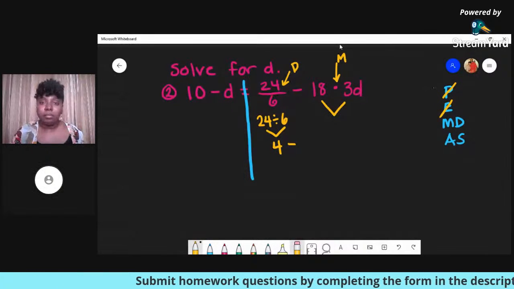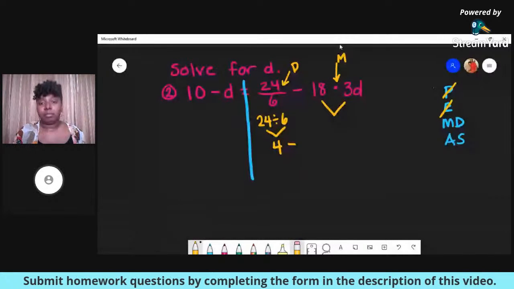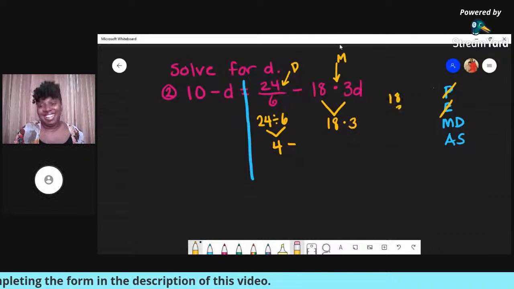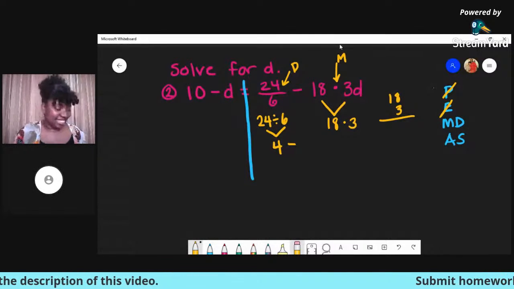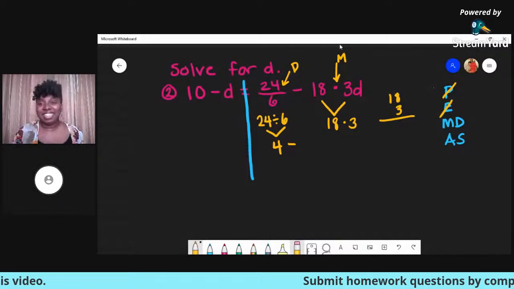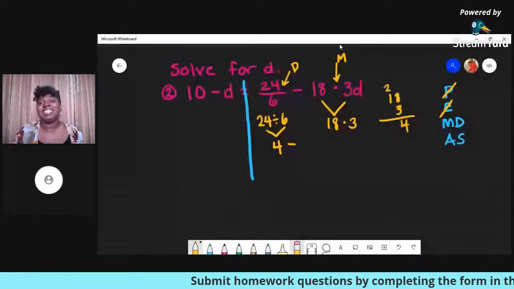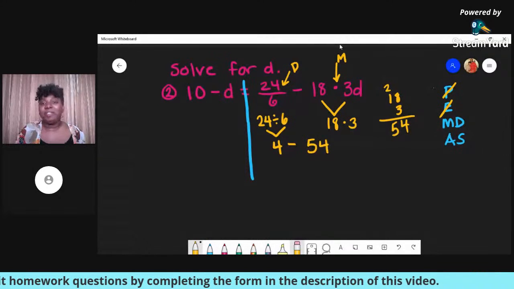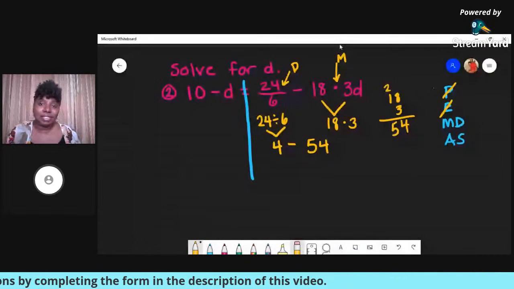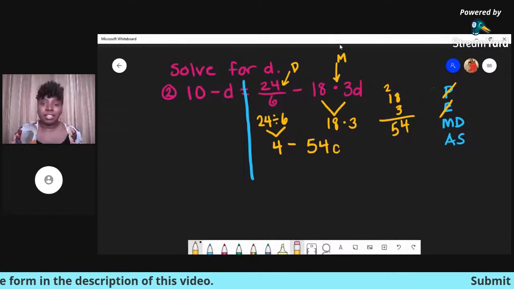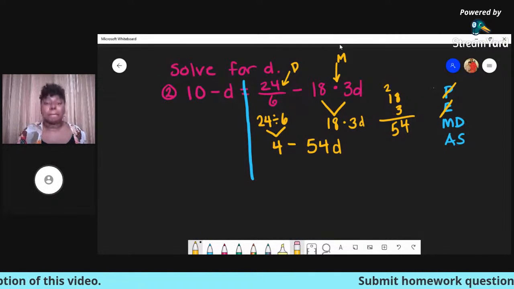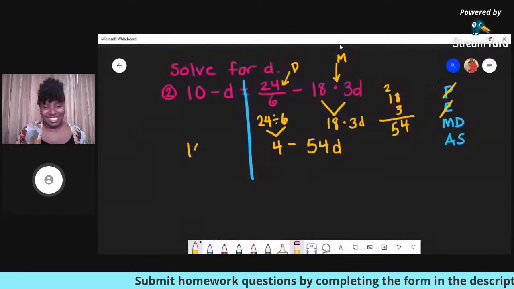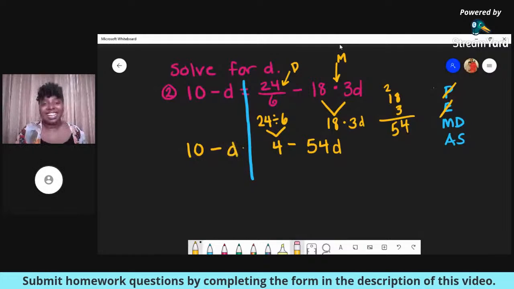So you do 18 times 3, and that is, 8 times 3 is 24. Good. And then 4 and 5, so 54. Awesome. 54 what? That is 54D because I have the 3D. So you always have to add your variable. Good. Look at us, we're doing this. This is good. We're good on that side.